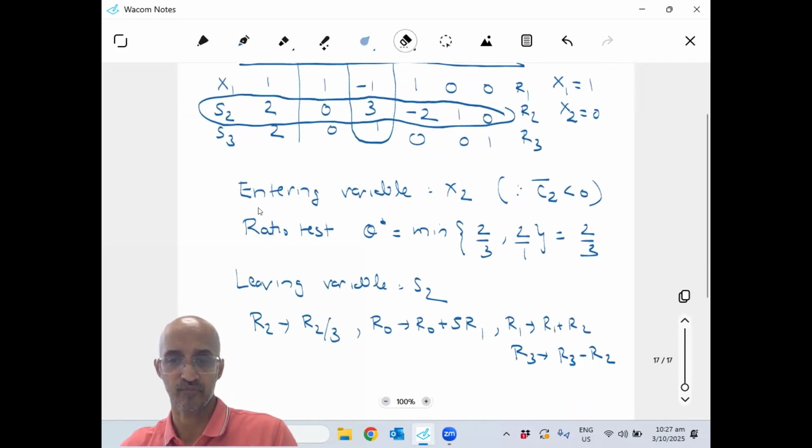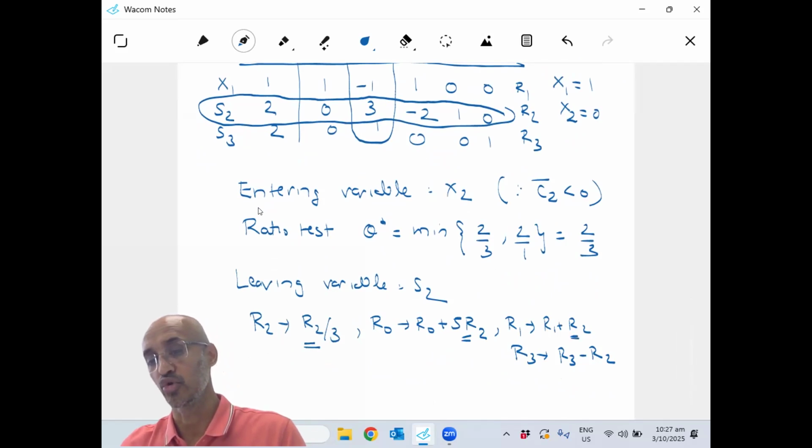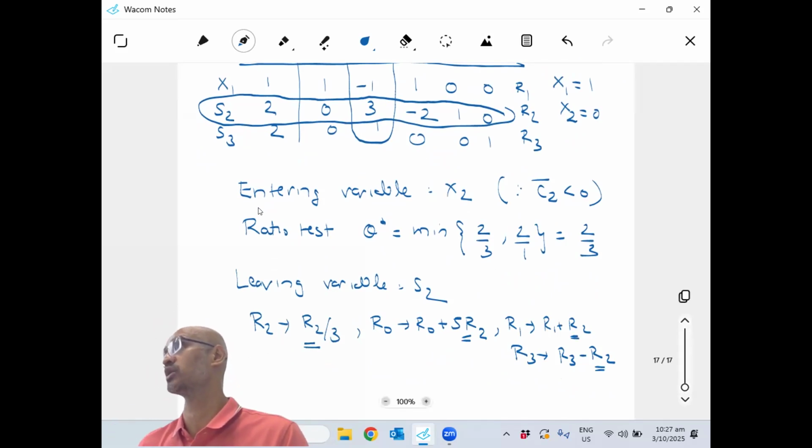Sorry, it should be row 2. Yeah, you're right. It should be row 2. Thank you. Everything has to be with respect to row 2. All your row operations have to be with respect to the pivot row.